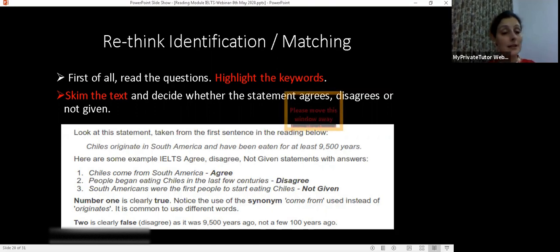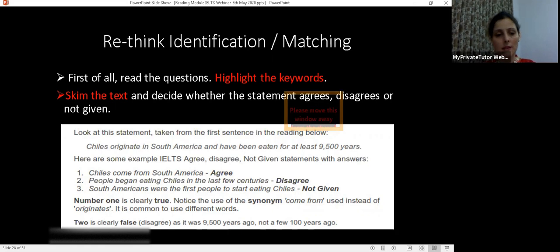given sentence or statement. Chilies come from South America. Chilies originate in South America and have been eaten for at least 9,500 years. Yes, I agree with that. That is mentioned. Yes. People began eating chilies in the last few centuries. No, it is not mentioned over there. The exact number is also over there.